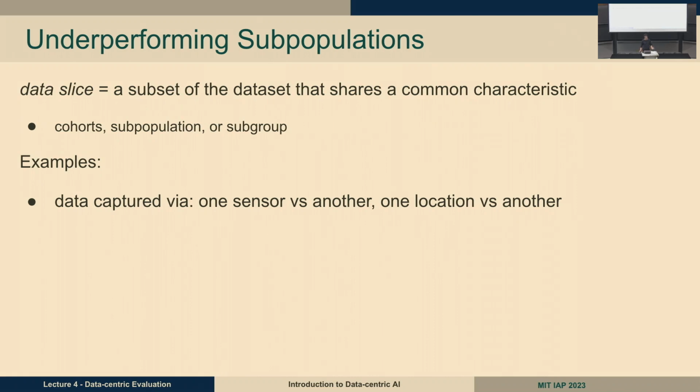But some examples would be data captured by one sensor versus another kind of sensor. That makes the data from this one sensor all have a common characteristic in your data set. Or maybe you're getting data from one location versus another location versus another, and so all the data from each location is sharing some kind of common characteristic. Can people think of other examples for human-centered data that might be ways to define slices that are meaningful?